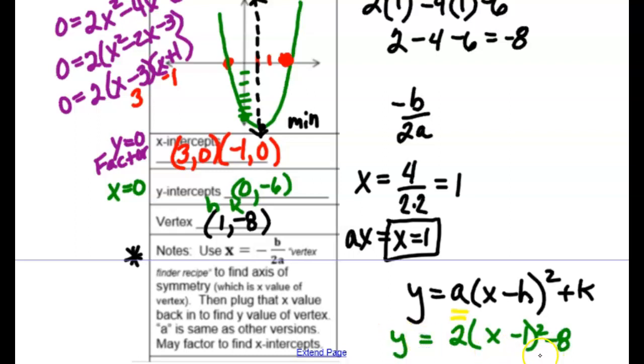We're going to practice that, but that's how you switch to vertex form: you find the vertex and you keep the a. Or you do completing the square in a really messy, complicated way that I'm not going to do.